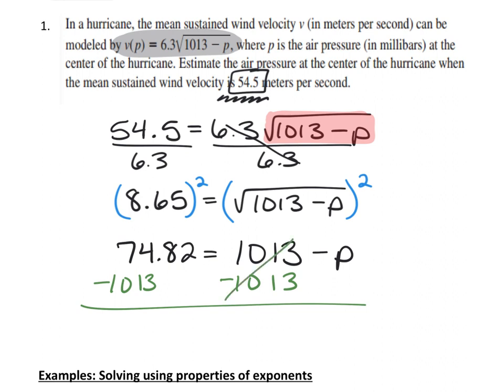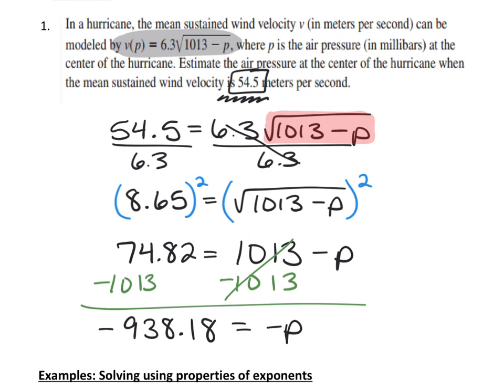Yeah, that would be another calculator question because these aren't as nice and pretty as the numbers we used last time. Negative 938.18 equal to negative p.